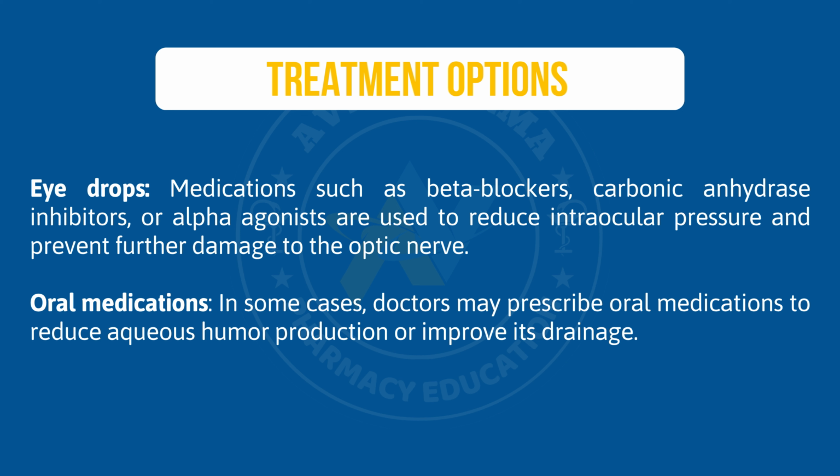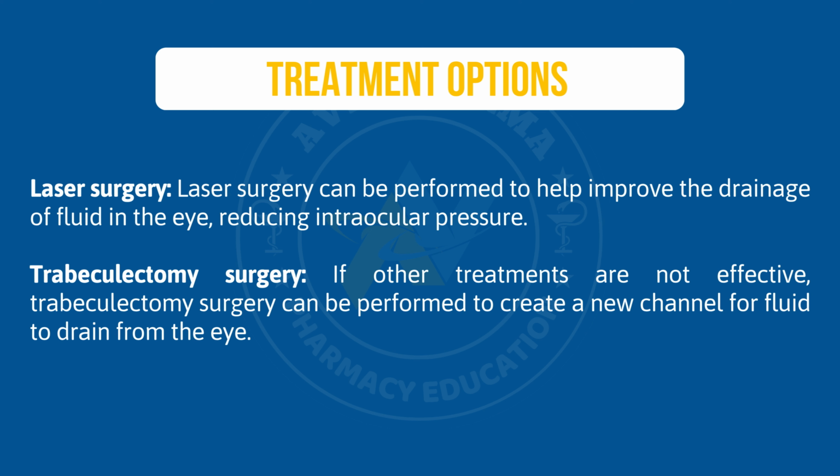Treatment options. Eye drops. Medications such as beta blockers, carbonic anhydrase inhibitors, or alpha agonists are used to reduce intraocular pressure and prevent further damage to the optic nerve. Oral medications. In some cases, doctors may prescribe oral medications to reduce aqueous humor production or improve its drainage.